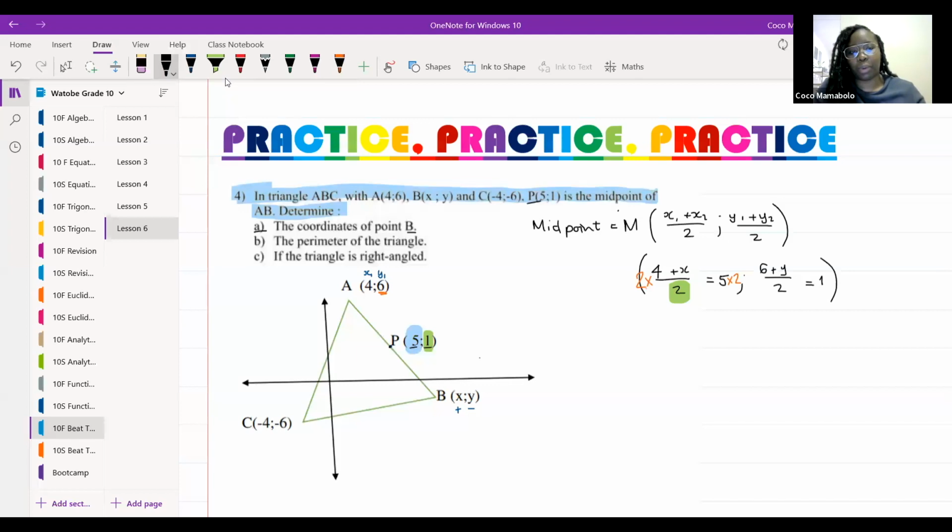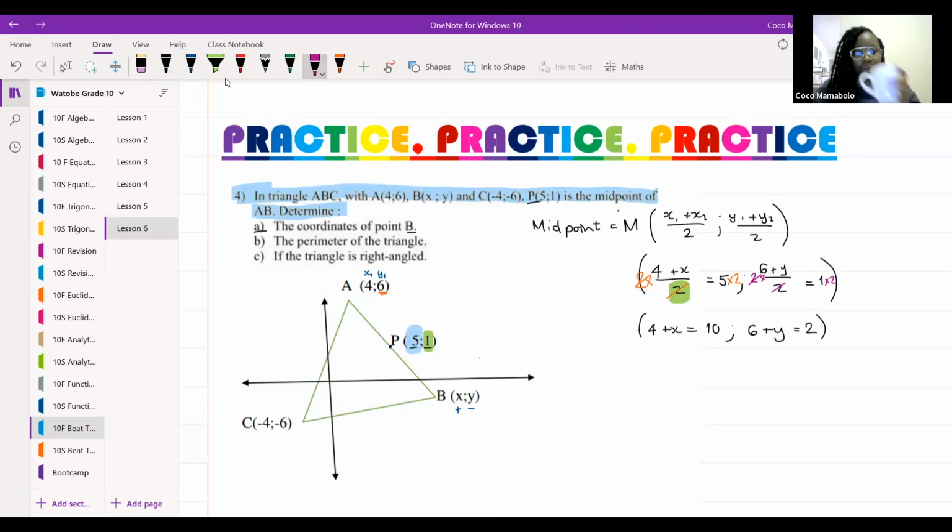So what I'm going to end up with is 4 plus x is equal to, what's 5 times 2? 25. No, 10. 10, yes, not 5 squared. 5 times 2, good, 10. And then on this side, how do we get rid of the 2 for y? You times it by 2 again. We times by 2, and we'd also times by 2 on this side. So these 2 will cancel. And I will get, finish the sentence for me, what will I get? 6 plus y is equal to 1 times 2, 2. Good, excellent.